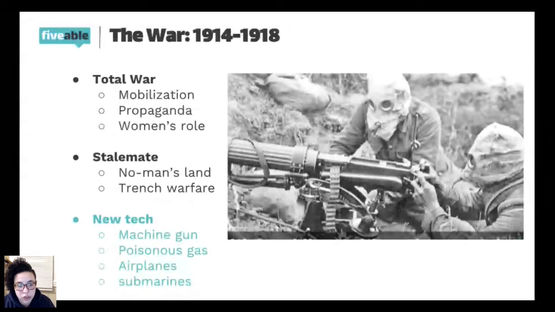That's why the trenches were so horrible, because as soon as you'd come out of the trench, there's just hailstorms of bullets. And so how do you make any movement? Poisonous gas, right? Just like chemical warfare. Airplanes in war, this had never been done before. Submarines, tanks, a complete game changer in how war is fought.